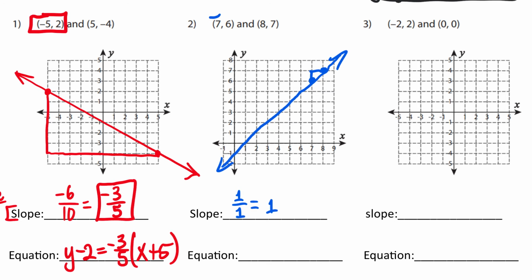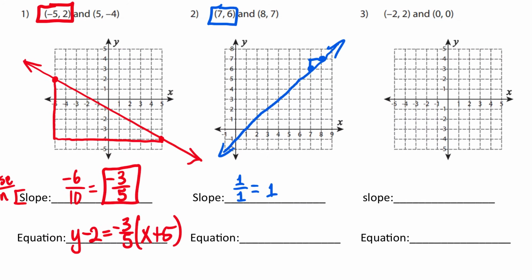Okay, again, I can choose any of these points I want to. I'm just going to go with the first one. I'm just going to choose 7, 6. So we're going to have y minus 6 equals 1 times x minus 7.